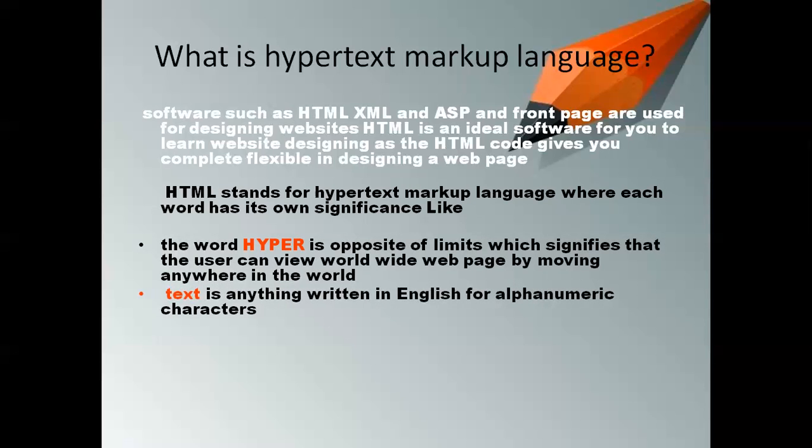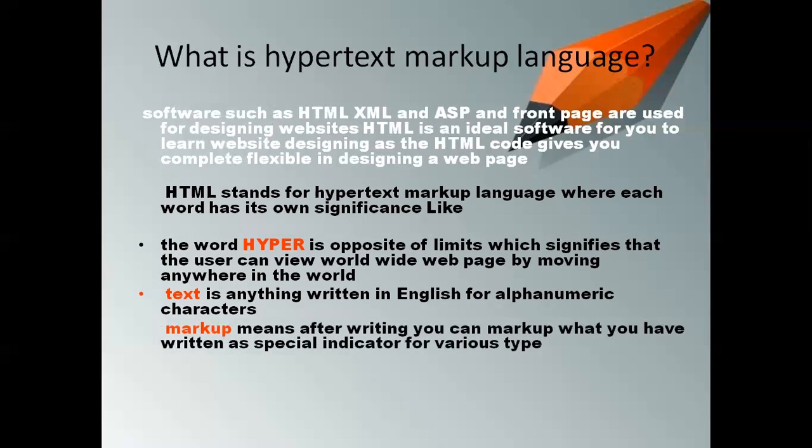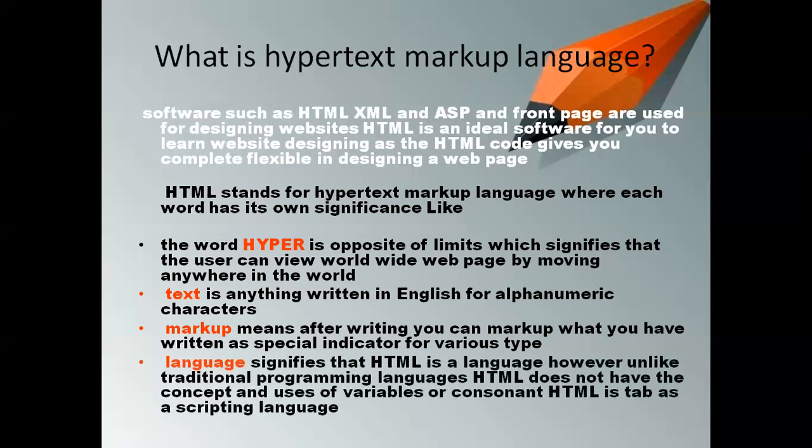Next is text. Text is anything written in English, or alphanumeric characters. Generally we use text. Next is markup. Markup means that after writing, you can mark up what you have written with special indicators of various types. In short, we can make it more attractive and more interactive for the user. And the last one is L. L stands for language. Language signifies that HTML is a language.